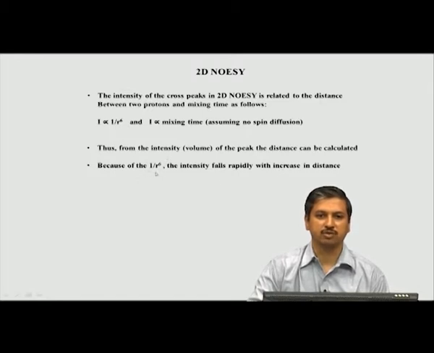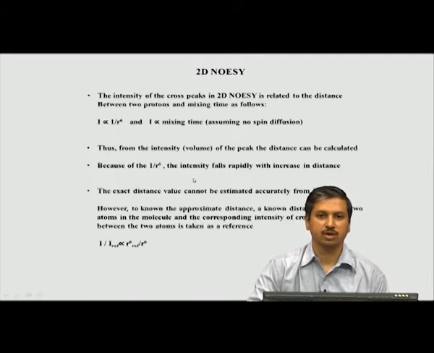Because of this, we can safely say that peaks seen in the NOESY spectrum are within 5 to 6 angstrom. Now, as I said, the exact distance cannot be calculated accurately from a NOESY spectrum. This is a big issue, and there are many reasons for this. So, what are the ways to come out of this?